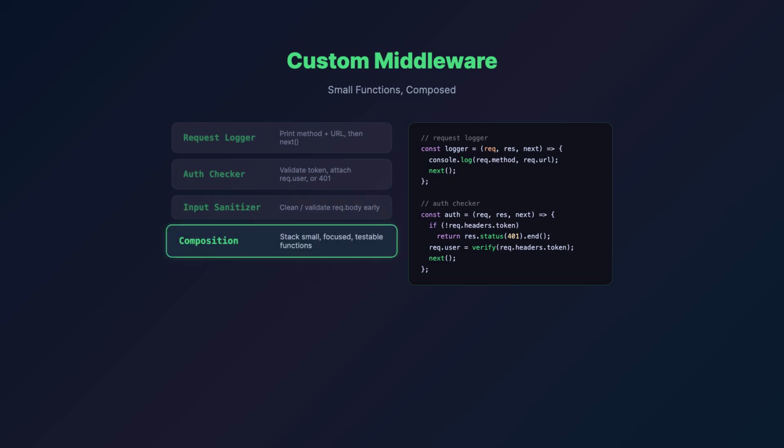The real power is composition. You stack these functions and each one does one job: logging, then authentication, then validation, then the route. Each middleware is small, focused, and testable. You can apply them globally with app.use or to a single route by passing them as arguments before the handler. app.post /tasks, validateTask, the handler. Small functions composed into a pipeline. That's the Express philosophy.